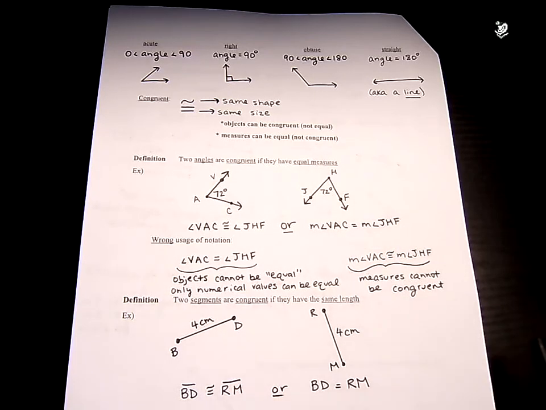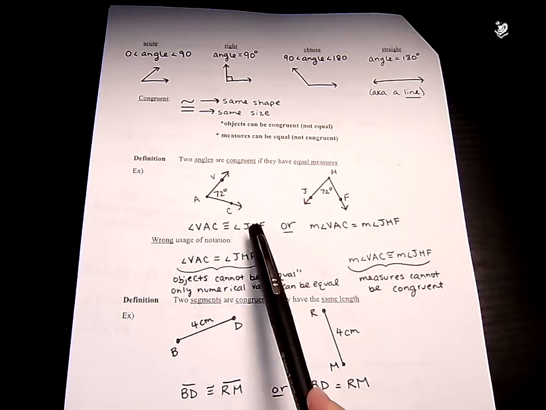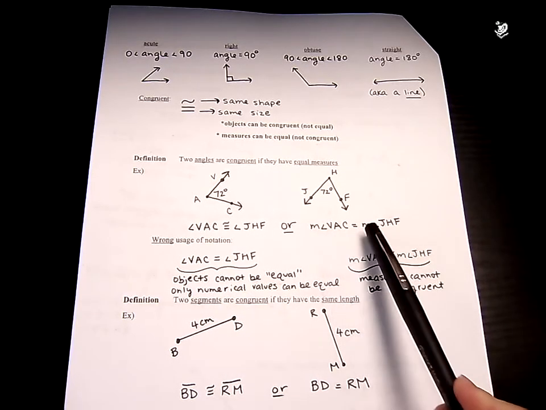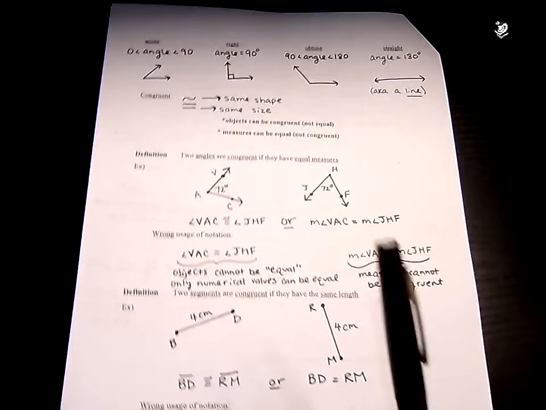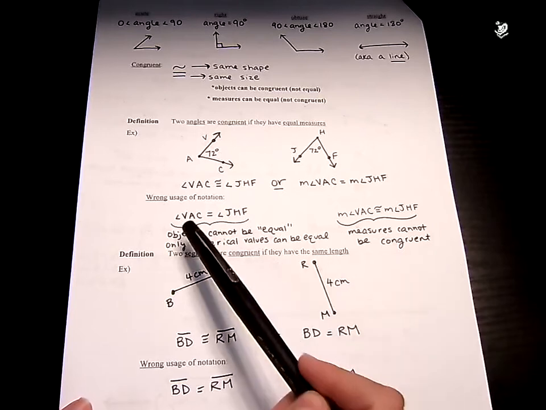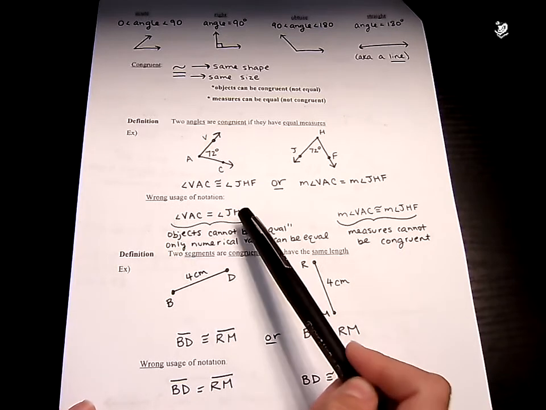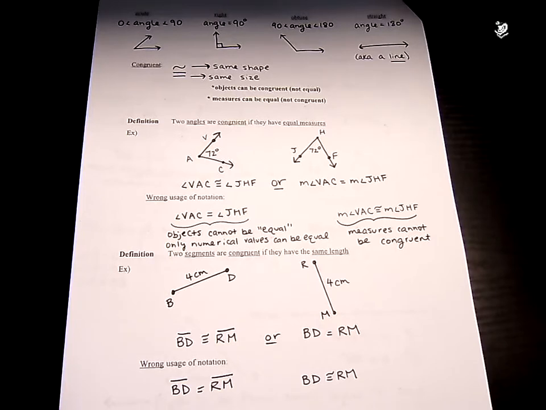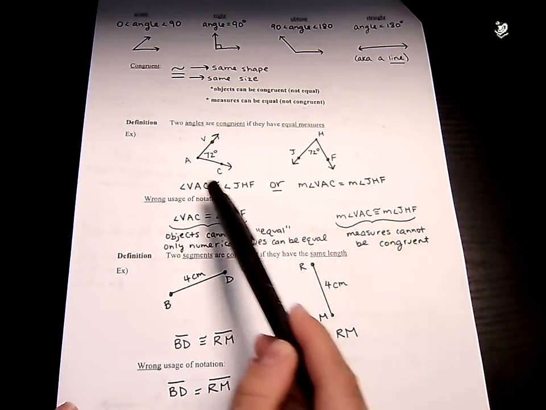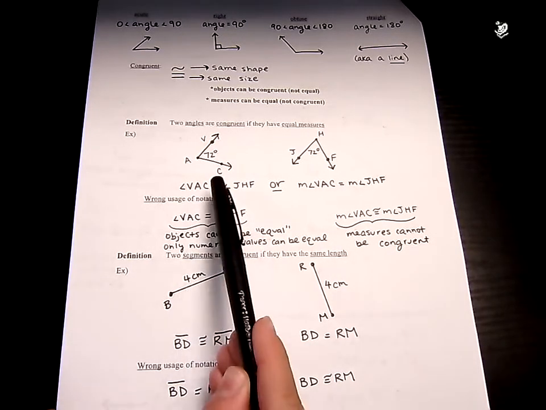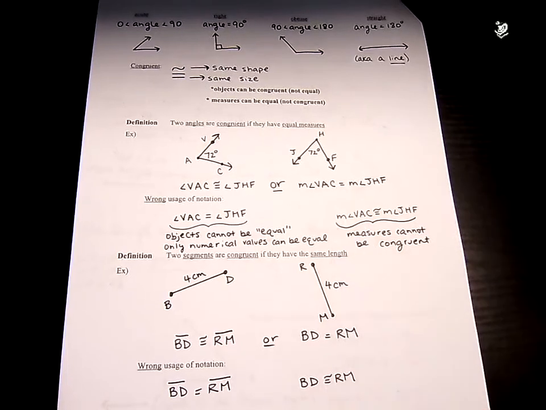So two differences going on here. When I'm talking about the object, it is congruent. When I'm talking about the measure, we put equal in between. Here are two wrong usages of the notation. If I were to use the object and put equal in between, objects can't be equal. Only numerical values can be equal, and measures can't be congruent. So basically I took these two and just swapped the symbols. Make sure that objects are congruent and measures are equal to each other.